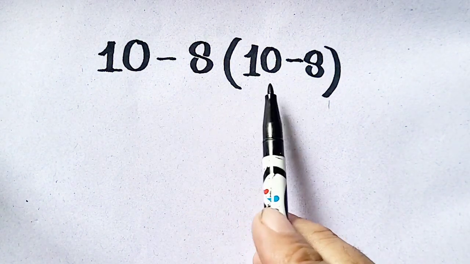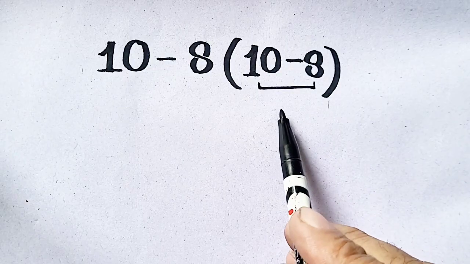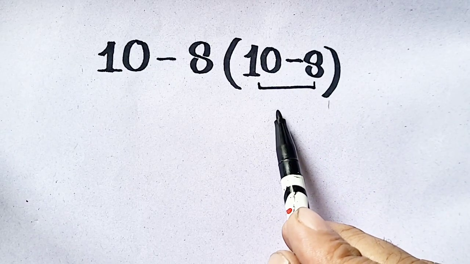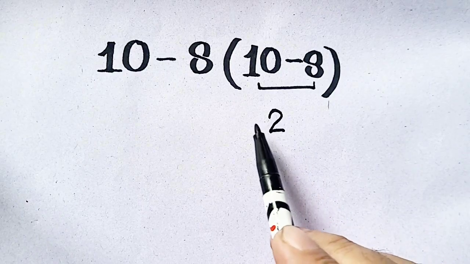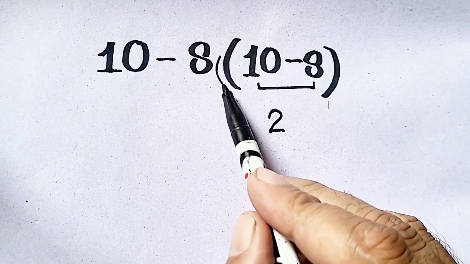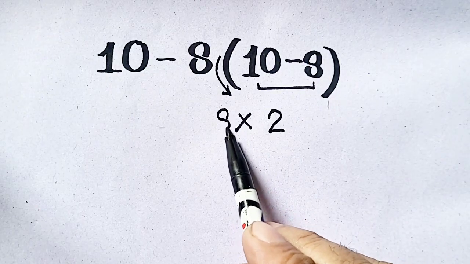Look at the question. It's quite simple. 10 minus 8 will be equal to 2, because it is in the parentheses, and parentheses should be solved first. Here there is no sign, so multiplication will be there.